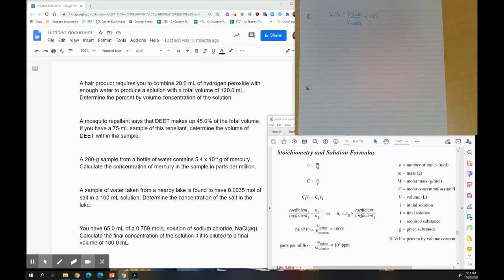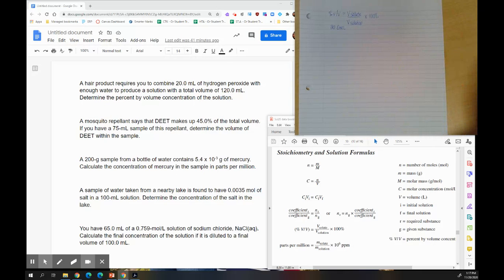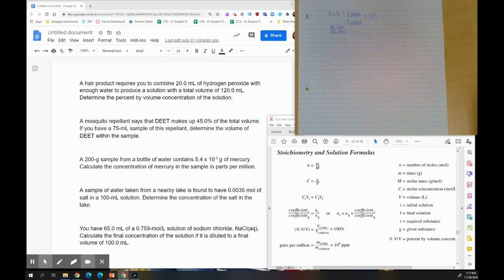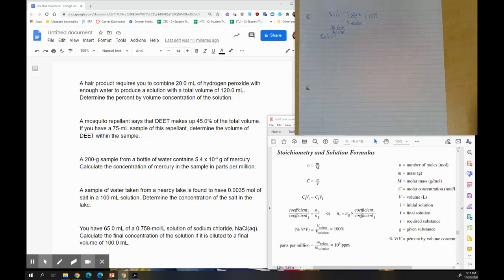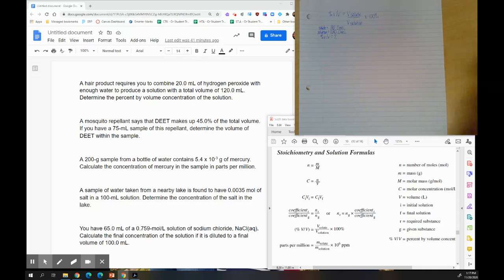So let's try this first question. It says a hair product requires you to combine 20.0 milliliters of hydrogen peroxide with enough water to produce a solution with a total volume of 120.0 milliliters. And they want to know our percent volume over volume. Now I can label these. Since we are dissolving the hydrogen peroxide into the water, this is my solute. They told us that this is the total volume of the solution. Now we can plug those numbers in and solve.